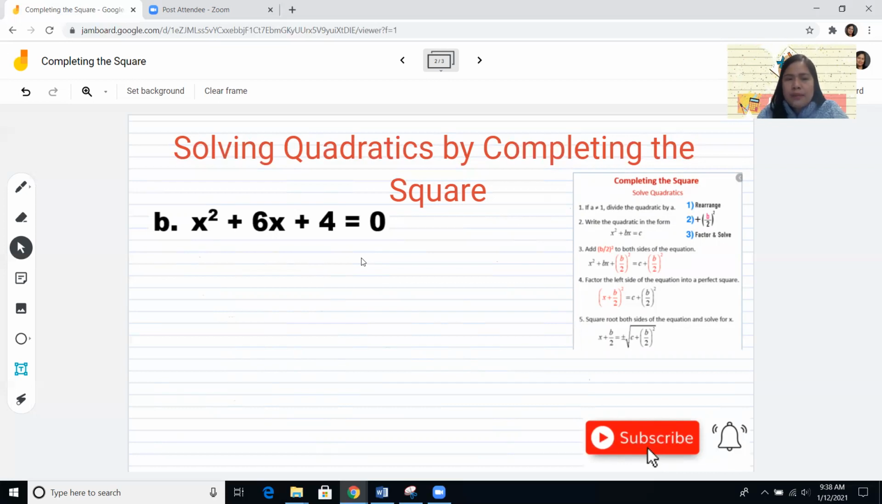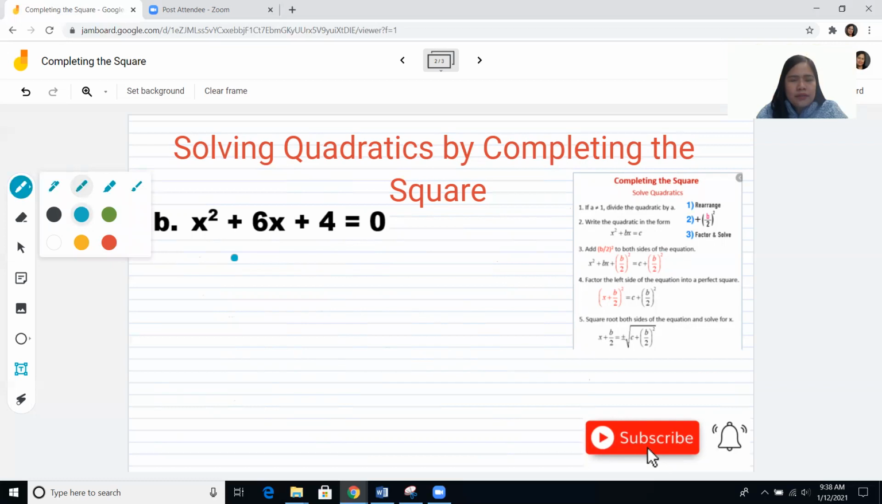So this is an example of why I still teach you completing the square even though I already discussed the factoring method. But take note again and again: you must learn factoring first before you use the completing the square method. So let's proceed. This one is a little bit quick discussion.